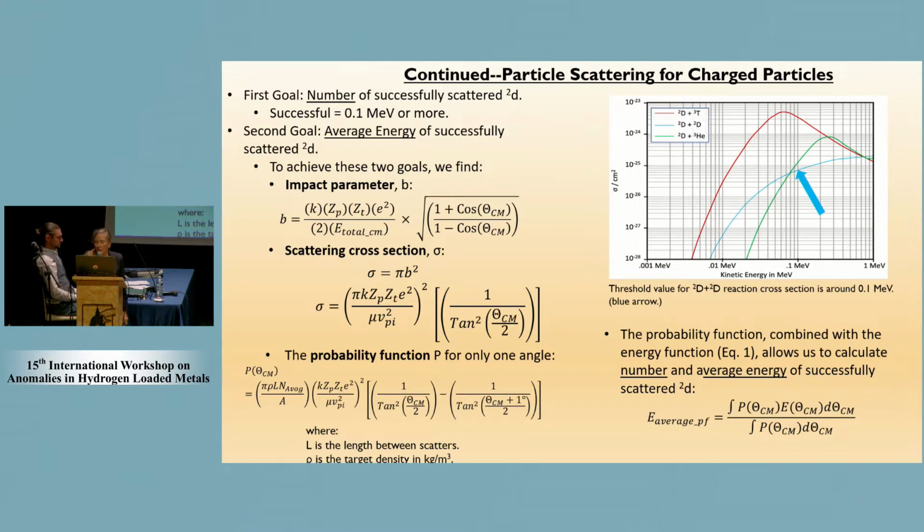reaction cross-section. The blue curve is for D2 to D2. As you can see, the reaction decreases as the energy goes down to lower energies, but it does not fall to zero with a cliff-like drop-off. At lower energies, there is still a non-zero probability of a reaction, and this is what we want to utilize. The blue arrow here is where the reaction rate has fallen off to a level too low to be considered important. This is 0.1 MeV of energy.